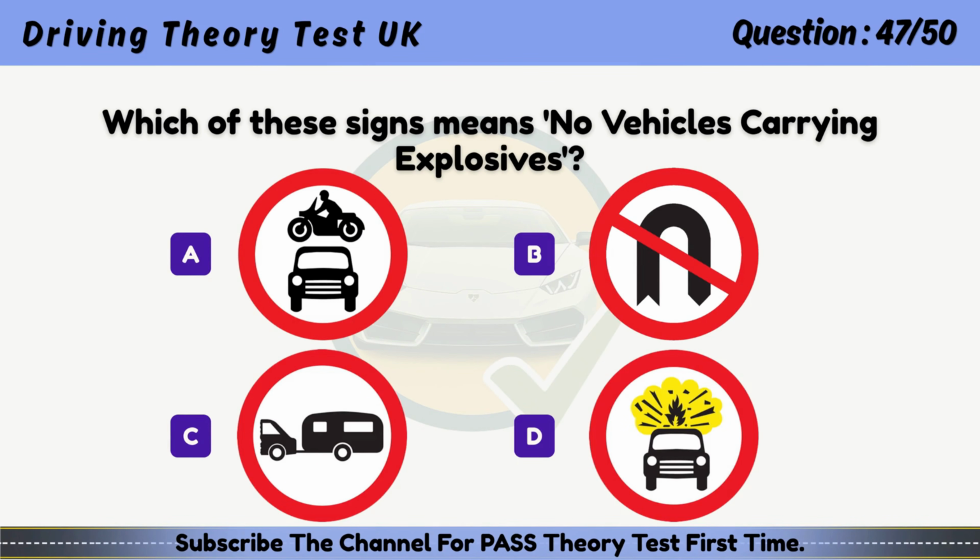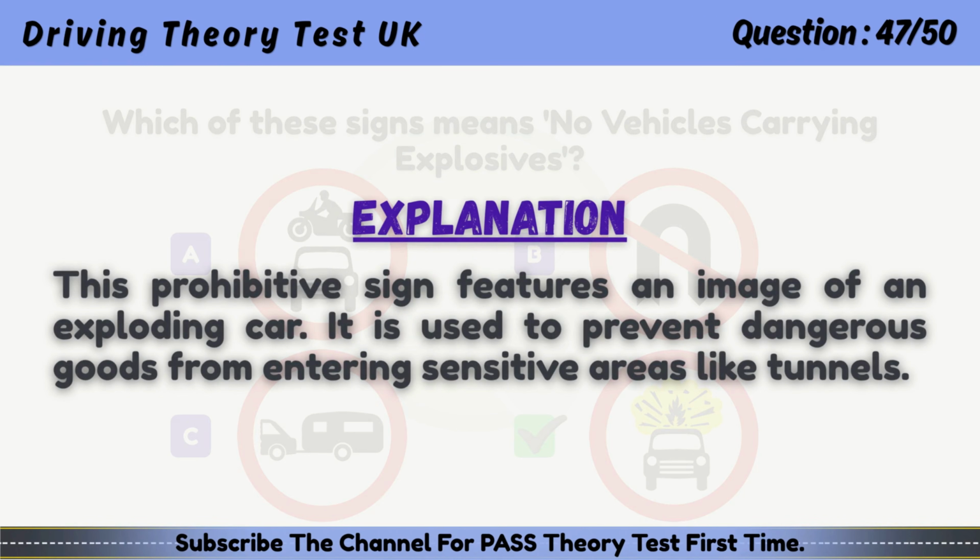Question 47. Which of these signs means no vehicles carrying explosives? Answer is D. This prohibitive sign features an image of an exploding car. It is used to prevent dangerous goods from entering sensitive areas like tunnels.